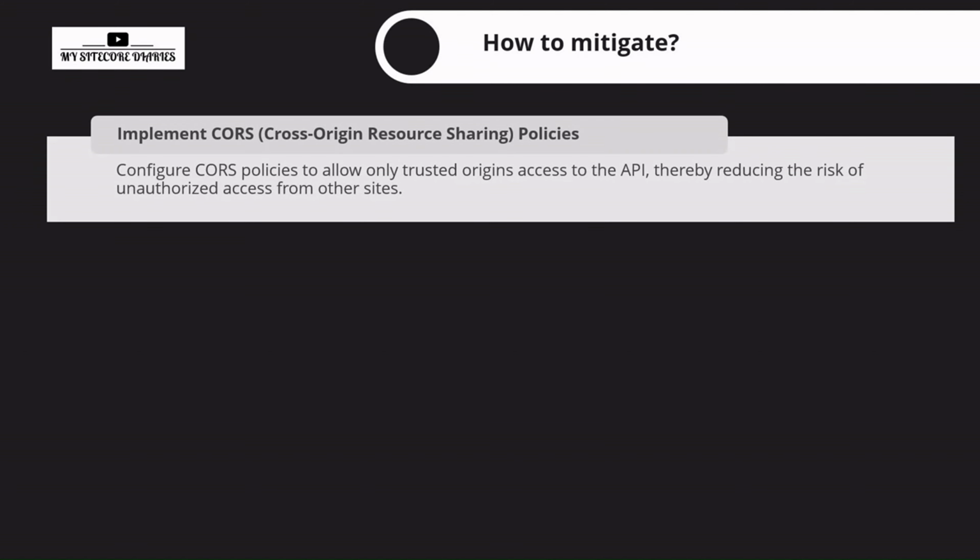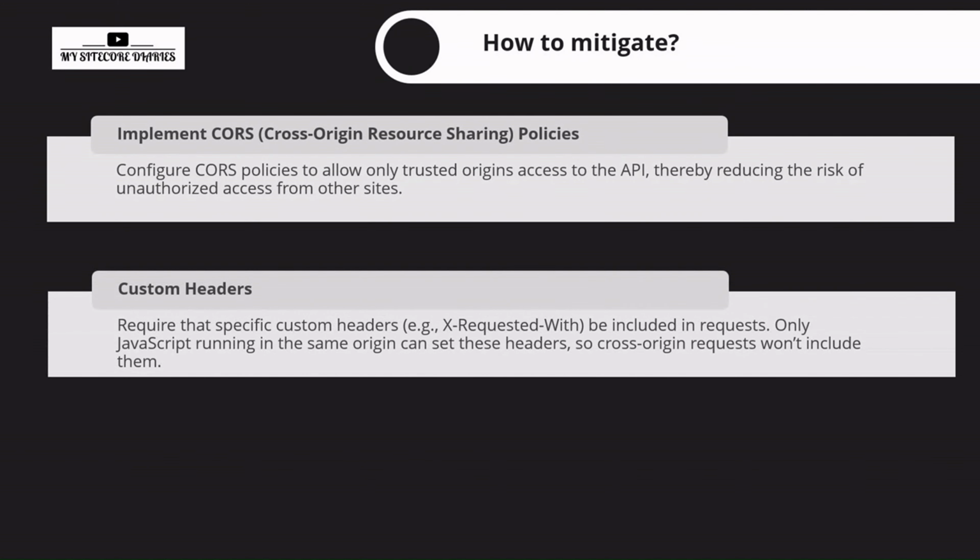Cross-origin resource sharing policy. So configure CORS policies to allow only trusted origins access to the API, thereby reducing the risk of unauthorized access from the other side. So you should use CORS. Give access only to those domains which you are supposed to use or which are trusted domains. Okay, so use CORS.